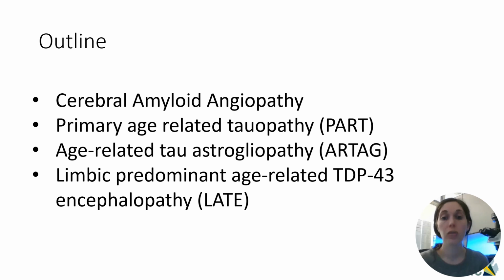All right, so just to briefly review, today I talked about cerebral amyloid angiopathy, a vascular pathology that's associated with Alzheimer's disease, and then I discussed three neuropathologic entities: PART, RTAG, and LATE.